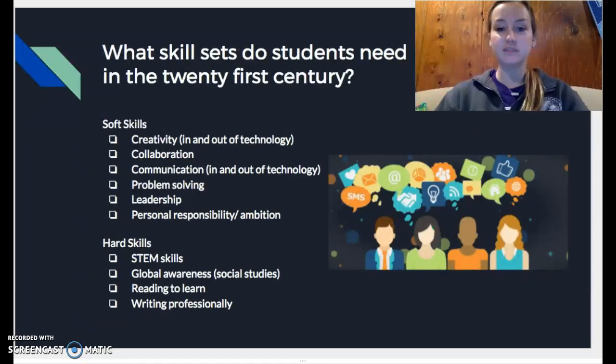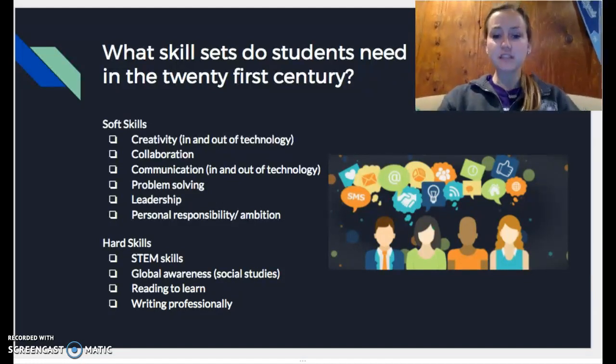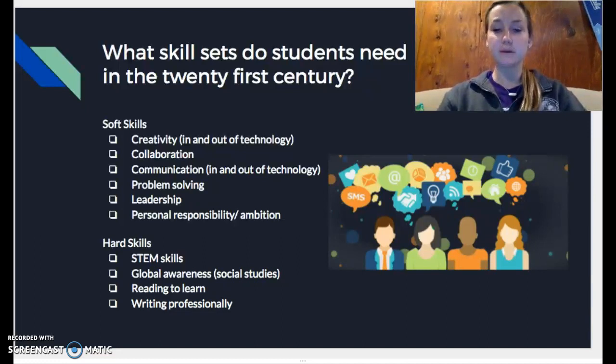So what skill sets do students need in the 21st century? I divided this into soft skills and hard skills. We have soft skills, which can easily be cultivated through the use of technology and other innovative teaching practices. We have creativity, collaboration, communication, problem solving, leadership, and personal responsibility or ambition.